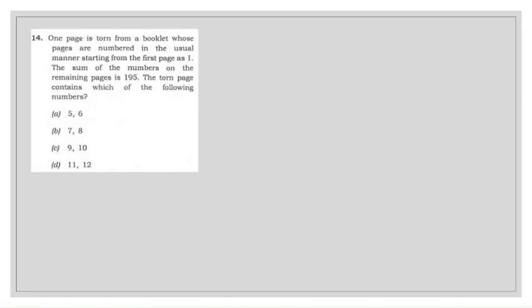So the first question for today says, one page is torn from a booklet whose pages are numbered in the usual manner, starting from the first page as 1. So the question says that there is this one particular booklet. For example, this is the booklet, and from this booklet we have this one page that we just now tore, right? Suppose this is the fifth page, like this page is numbered fifth, then the backside of this page will be numbered 6. So this is the example given here, and in the form of options, they're asking us the torn page contains which of the following numbers.